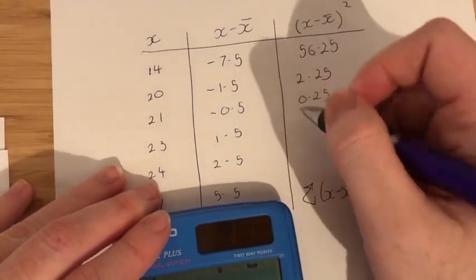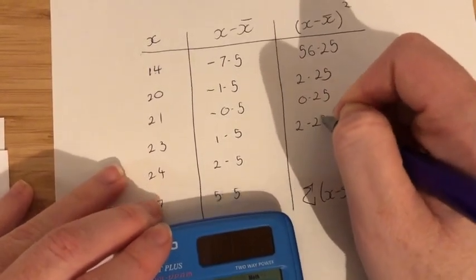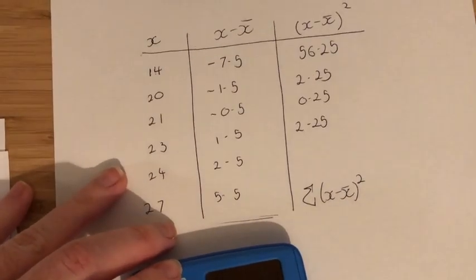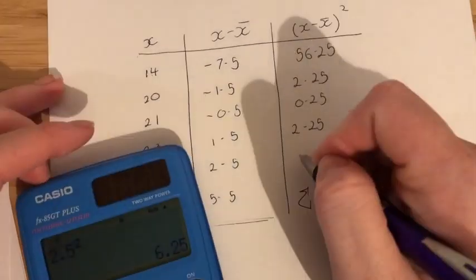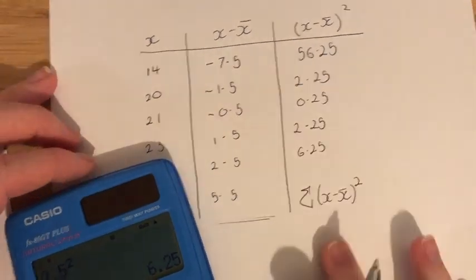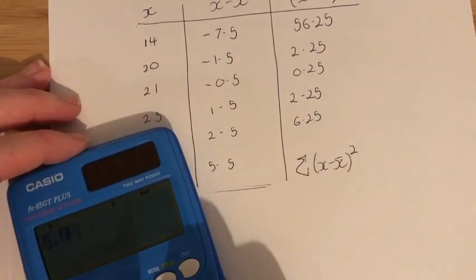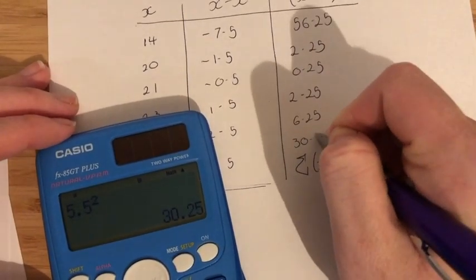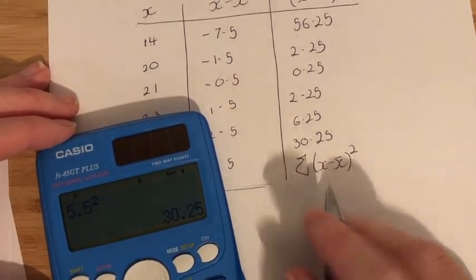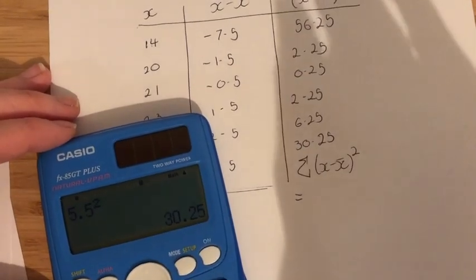1.5 squared is going to be the same as negative 1.5 squared, so 2.25. 2.5 squared, 6.25, and then the last one, 5.5 squared, 30.25.